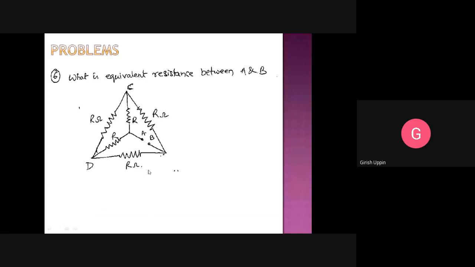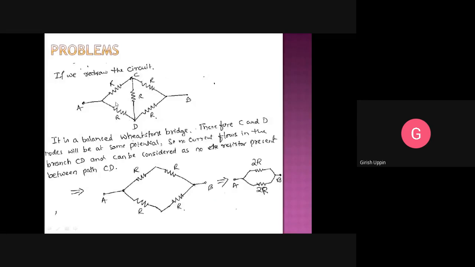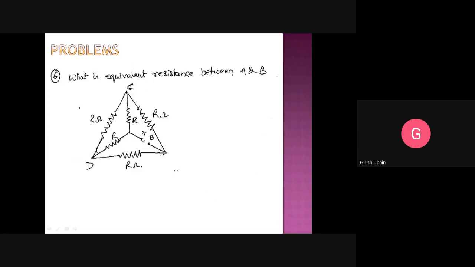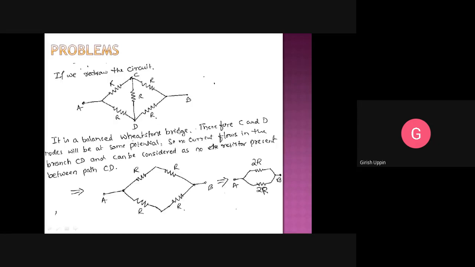This circuit, just imagine you are pulling this node on this side and tilting it horizontally, so it will look like this. So I have just pulled this node A on this side, and we have resistor R. So this is very similar to your Wheatstone bridge. Is that correct? What is a balanced Wheatstone bridge?